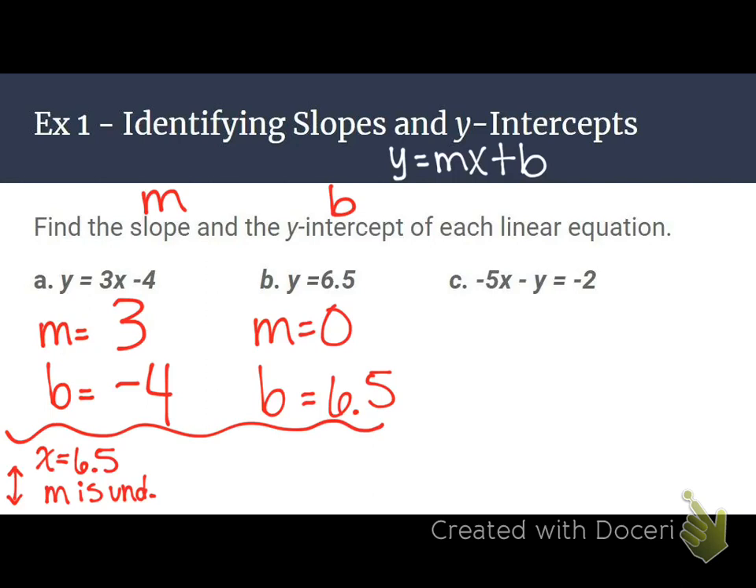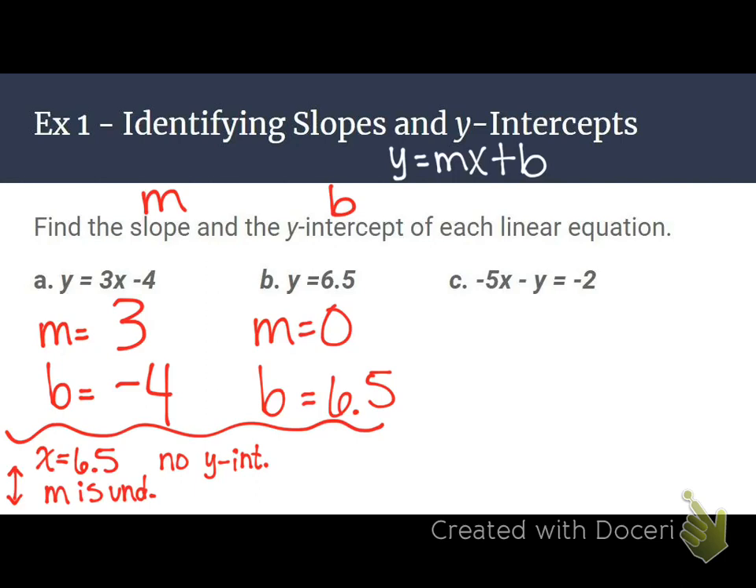And a line that goes straight up and down is usually not going to touch the y-axis at all. So there is no y-intercept. So an x equals line is a special type of situation. I don't know that we'll see that a whole lot, but it's worth mentioning. Slope would be undefined and there would not be a y-intercept most of the time.